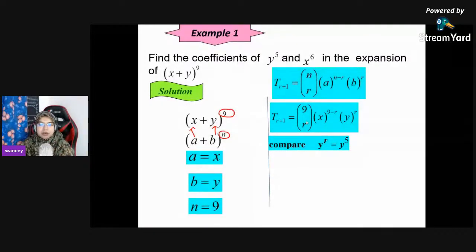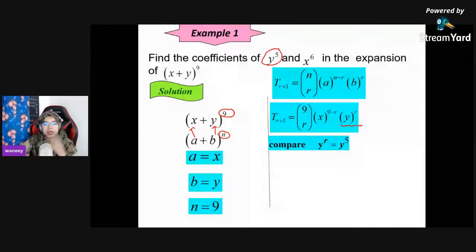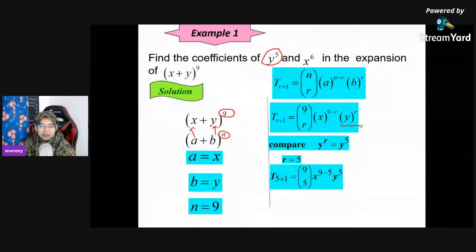So we want to find the coefficient of y to the power of 5. Let us compare with here. I have y to the power of r. So compare them with y to the power of 5. We should be able to see that the value of r should be equal to 5. So once you know that the value of r is 5, substitute back into the equation. So we are going to get T(5 plus 1) equal to 9C5, x to the power of 9 minus 5, y to the power of 5.